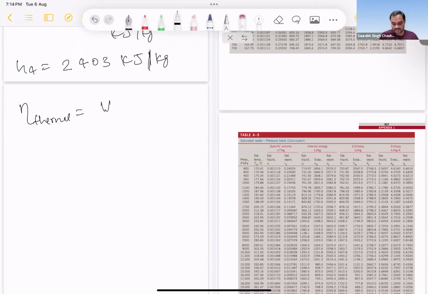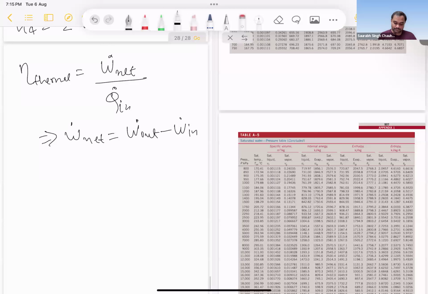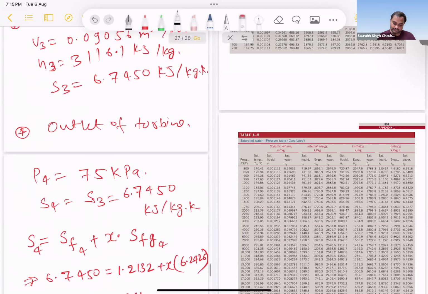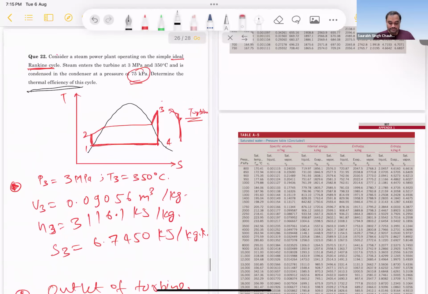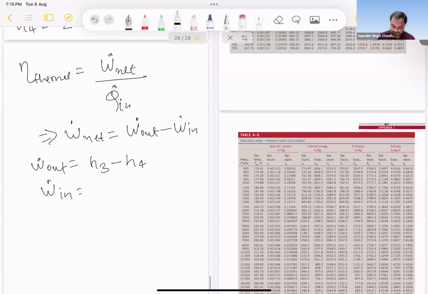We need net work output and net heat input. And for net work input, we need work output from turbine minus work input to the pump. For turbine, we can calculate work output from H3 minus H4. And for pump, it will be what? It will be H2 minus H1.